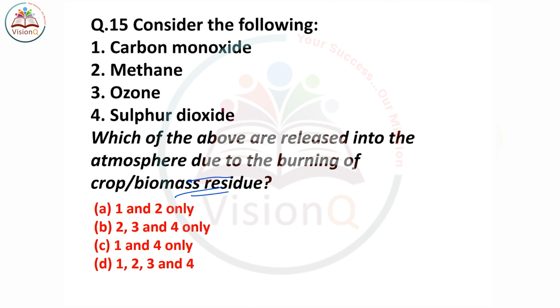So when agriculture residue or biomass residue is burnt, or crop residue is burned, which gases are released into the atmosphere? A very important question from an examination point of view. Now these are basically some greenhouse gases, so all these are right options.